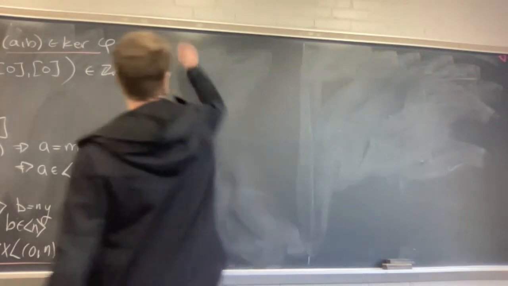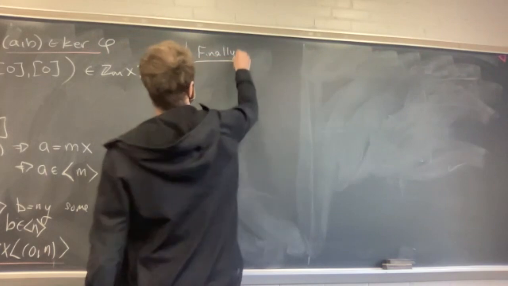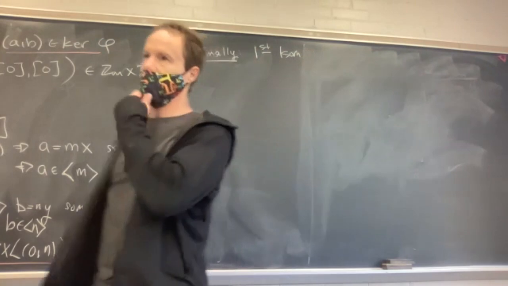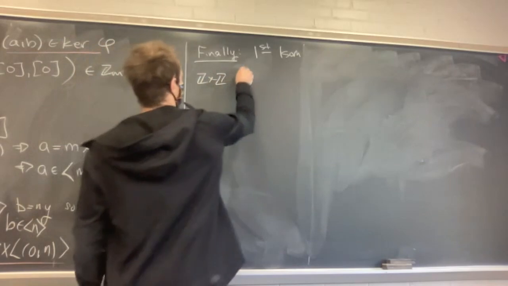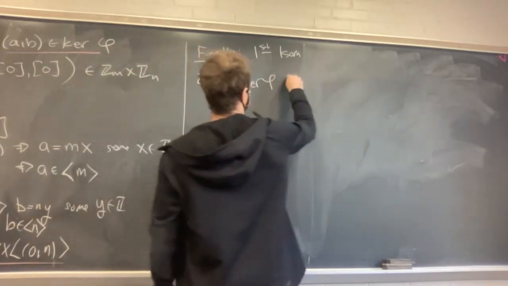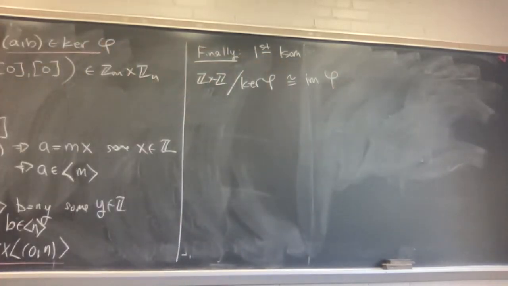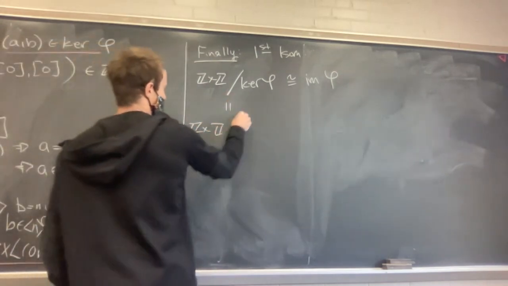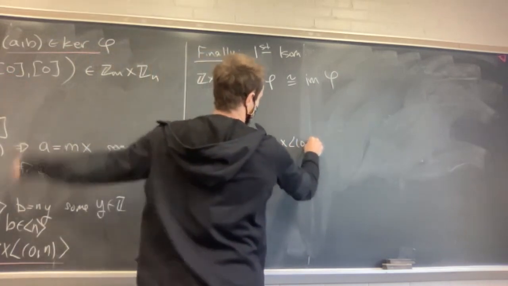So finally, first, the isomorphism theorem will tell us that Z cross Z mod kernel of phi is going to be isomorphic to image of phi. But now replacing the kernel of phi with what we just showed it to be, that's Z cross Z mod what we wanted it to be, mZ cross nZ.